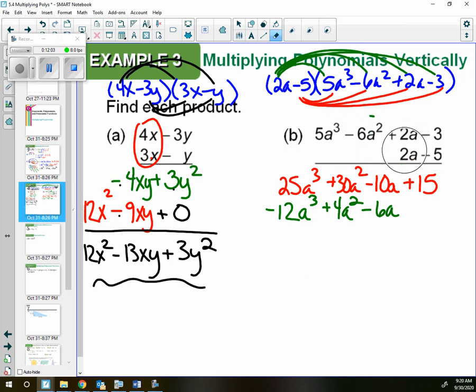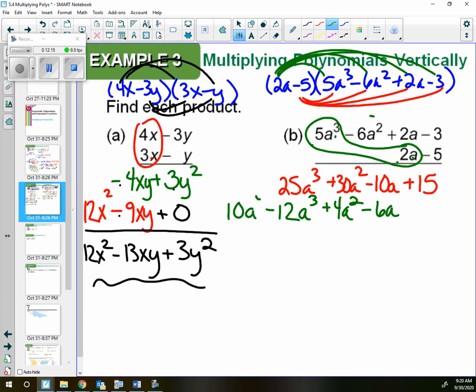And then our last multiplication for this one, for the 2a, we're going to multiply it by the 5a to the third. So 5 times 2, that would be 10. And then a to the third times a to the first would be a to the fourth.